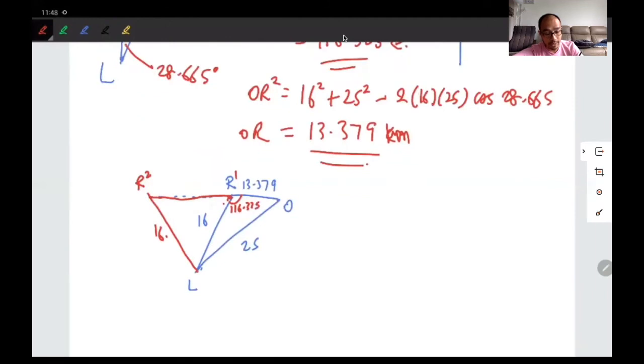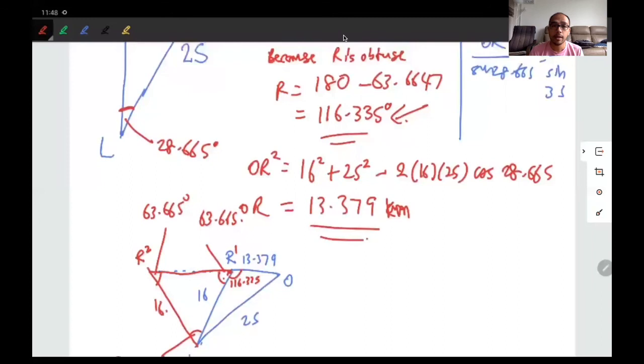So I know what this angle is. This angle will be 180 minus 116.335. This will be 63.665. Therefore, this angle also will be 63.665, because same distance means isosceles, and equal sides mean equal angles. So I know what this one is. This one will be 52.67 degrees.